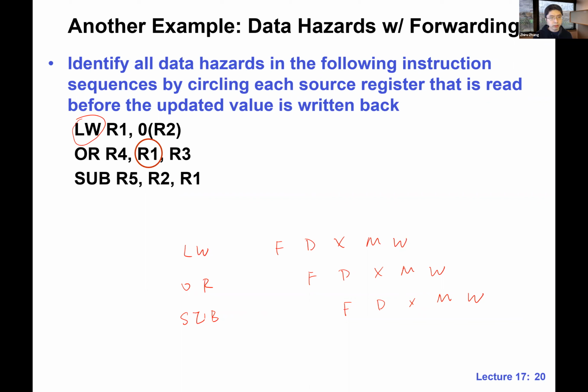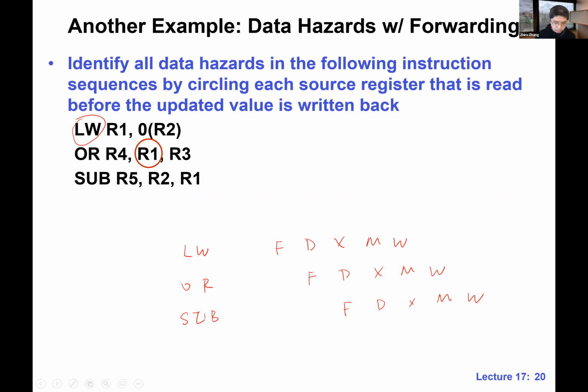and then this one's fine. Let me hide that animation. This one's fine. Without forwarding, this R1 is also a problem. With the forwarding that we just saw, this one's fine, because we can forward from OR to sub. But how about this one? This R1, why is this still a problem?